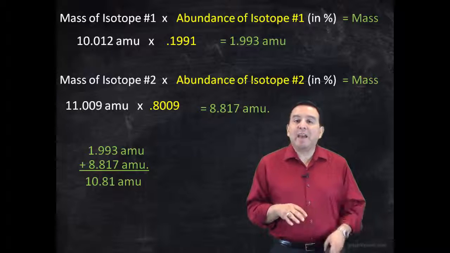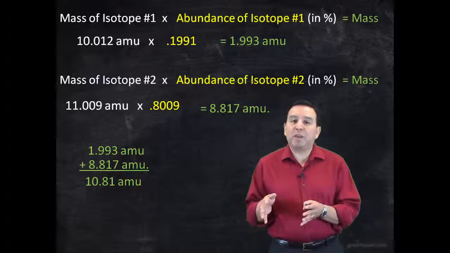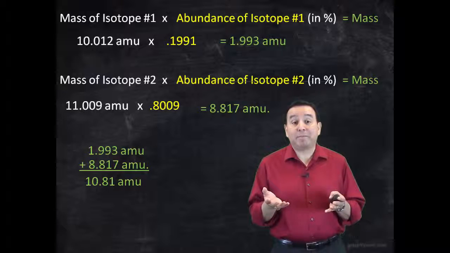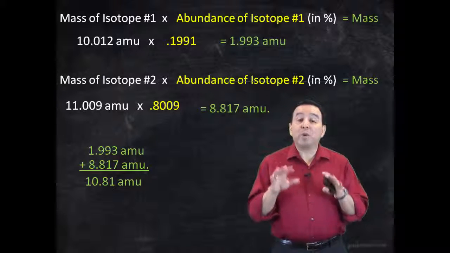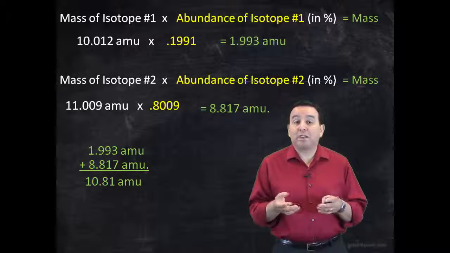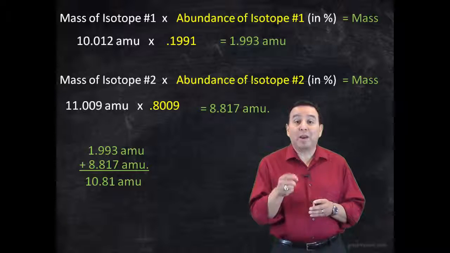So you can see the average mass is a combination of 80% of one isotope and 20% of the other one. You got it? So we're going to work more problems like this in class and also solve some more isotope problems. All right, we'll see you in class.